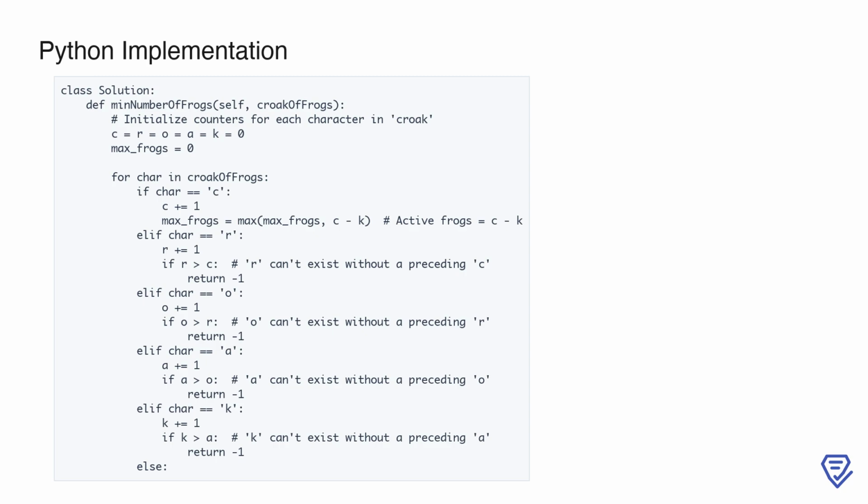As we iterate through each character in the input string, we increment the corresponding counter based on the character. For instance, when we encounter C, we increase the C counter and update max_frogs by calculating the difference between the current count of C and K, which represents the number of active frogs. For the other characters like R, O, and K, we also increment their respective counters. However, we include checks to ensure that these characters appear in the correct order of the word croak. For example, R should never exceed the count of C, as every R must follow a C. If it does, we return -1, indicating the sequence is invalid.